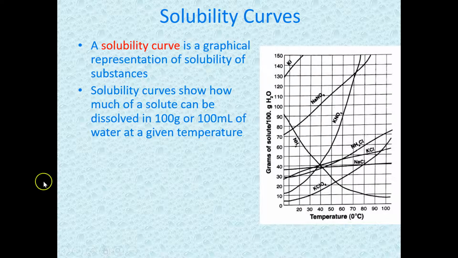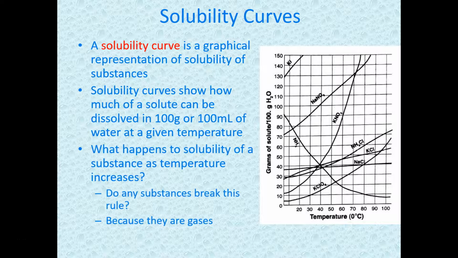So at this solubility curve, we can see our temperature is at the bottom. We have grams of solute per 100 grams of water. So if we have 100 grams of water, you can see at what temperature you'll be able to dissolve a maximum of that substance.